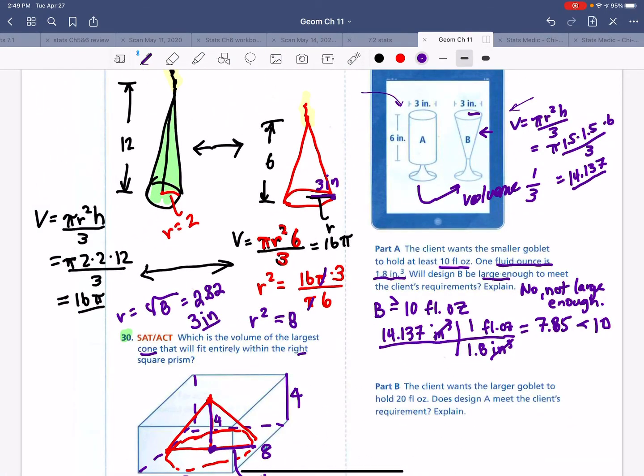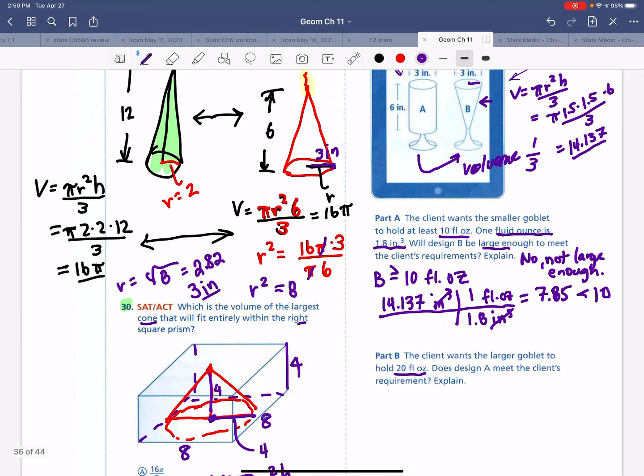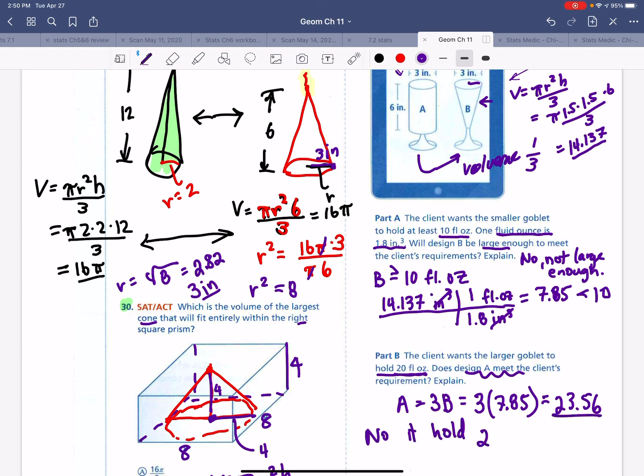Part B, the client wants the larger goblet to hold 20. Does design A meet those requirements? I don't really have to recalculate this because I know A is 3 times bigger than B. So I can just take 3 times 7.85, which is still on my calculator, and I get 23.56. Does design A, which is the larger, hold 20? No, it holds 23.56.